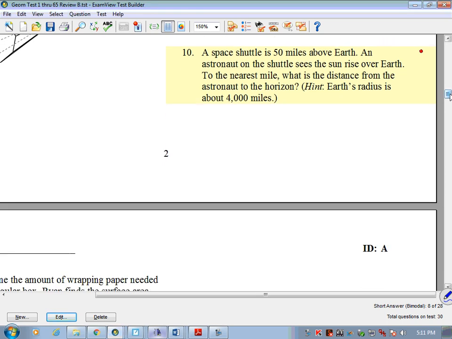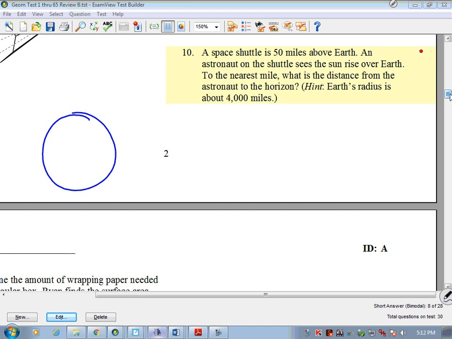Question number 10 comes from lesson 58. Again, another good lesson to go back and look at. This one comes down to, again, being able to draw the picture and draw it correctly. So I'm not going to show you how to draw it wrong. I did that in that video. I'm going to try to show you how to draw this correctly so you don't make a mistake.